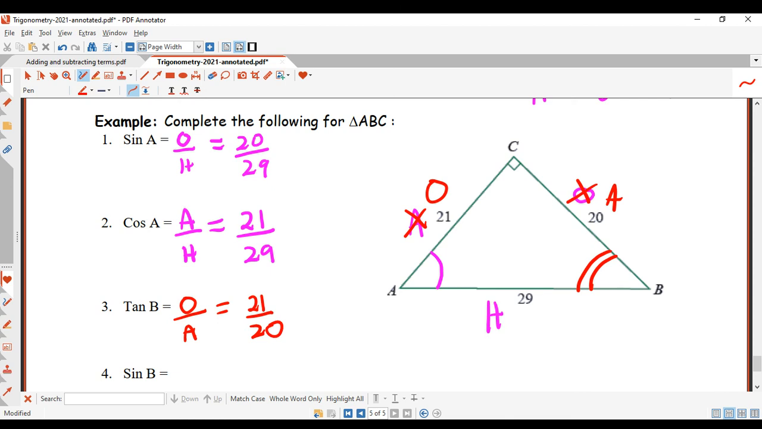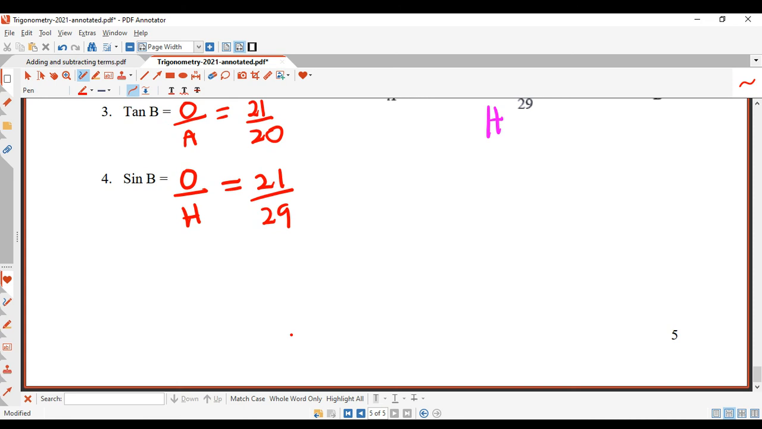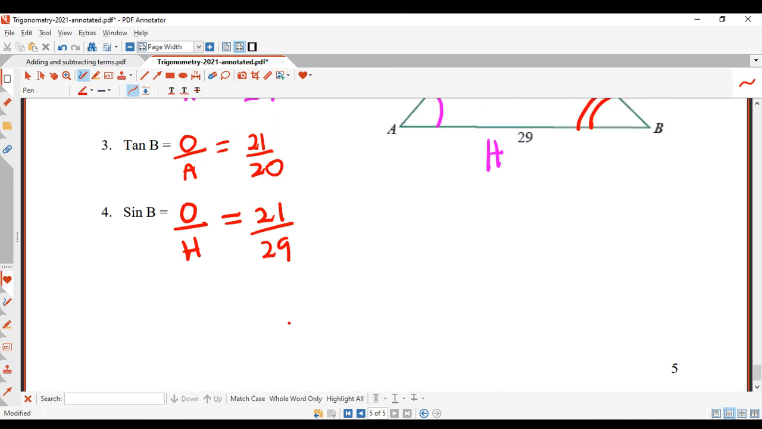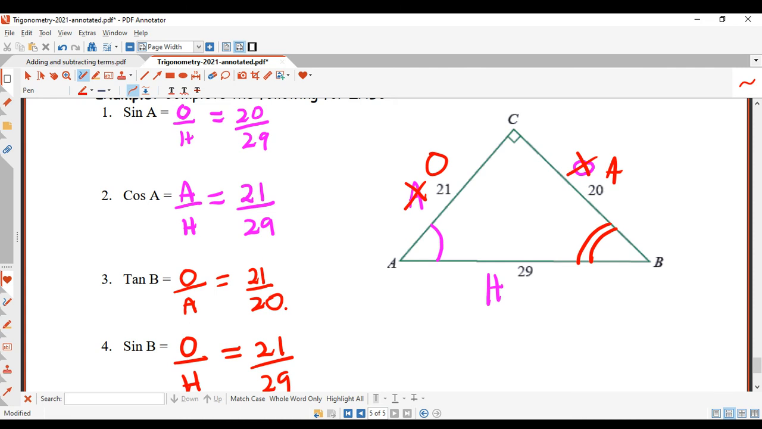Now, what about sine of B? Sine of B is the opposite side divided by the hypotenuse. The opposite side to angle B is 21. The hypotenuse is the same, which is 29. So that's how to write down the trigonometric ratios, sine, cosine, and tan.